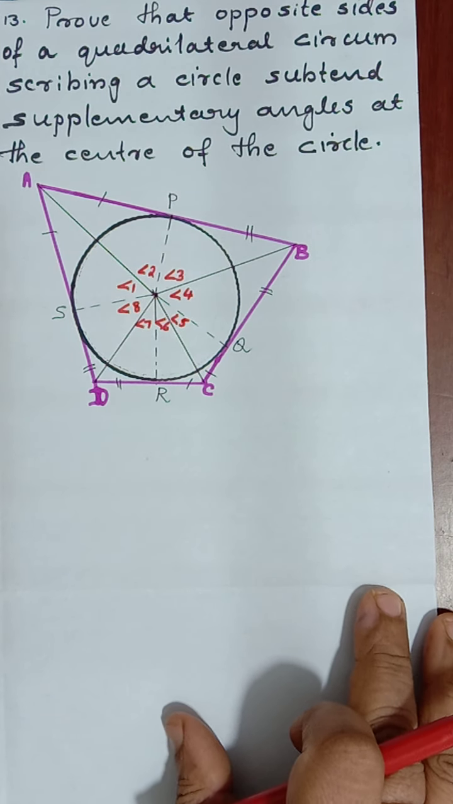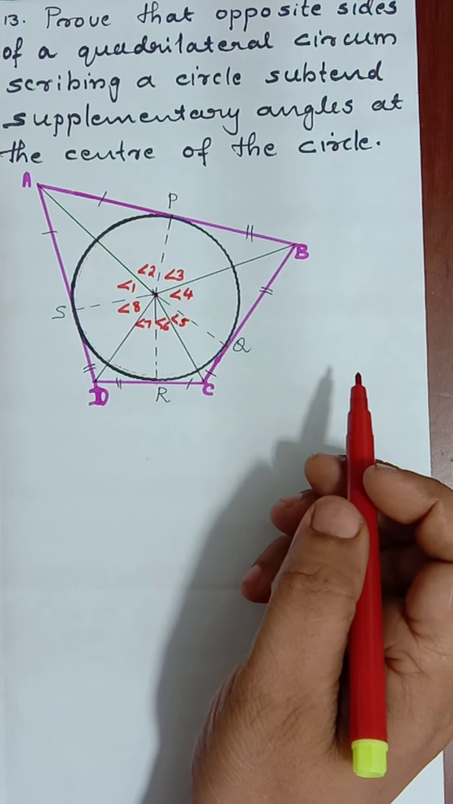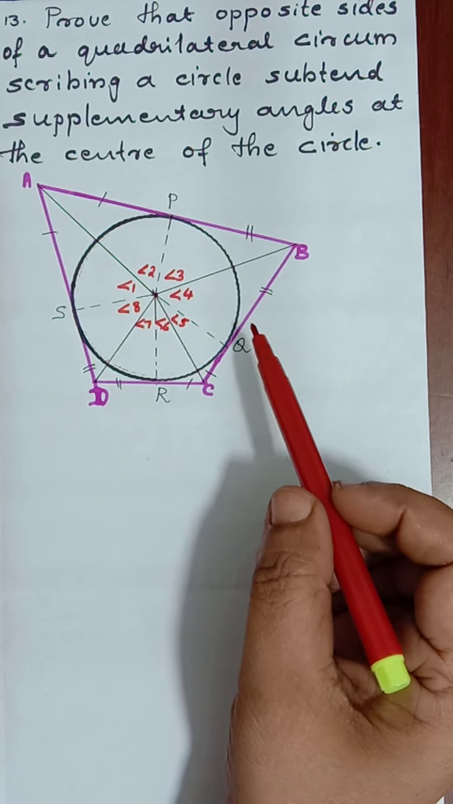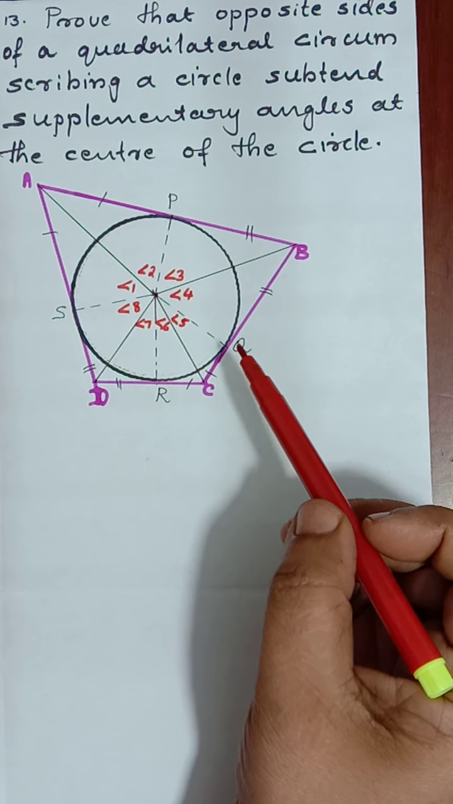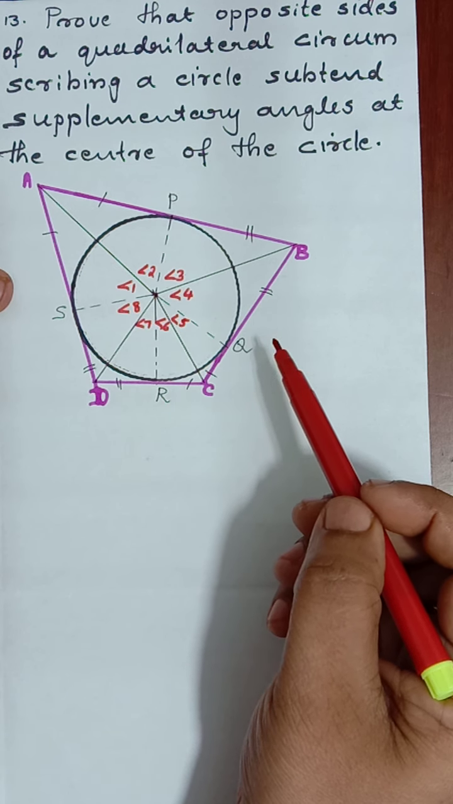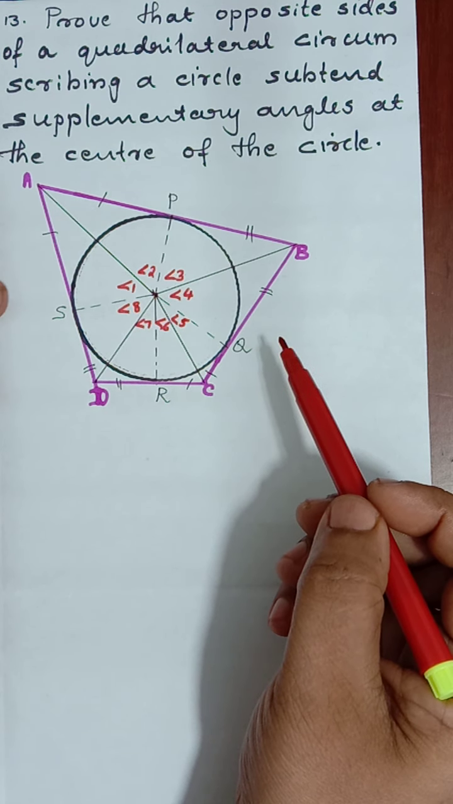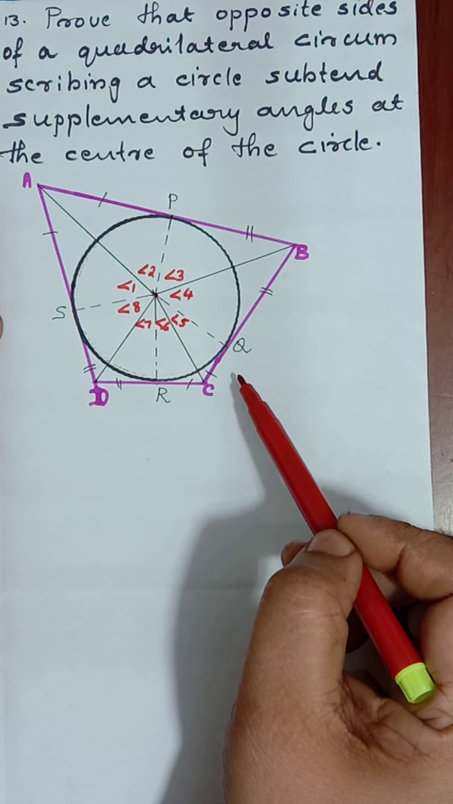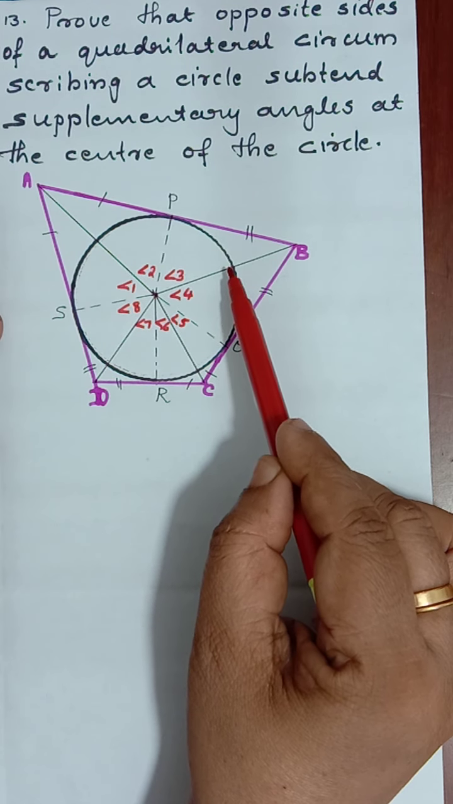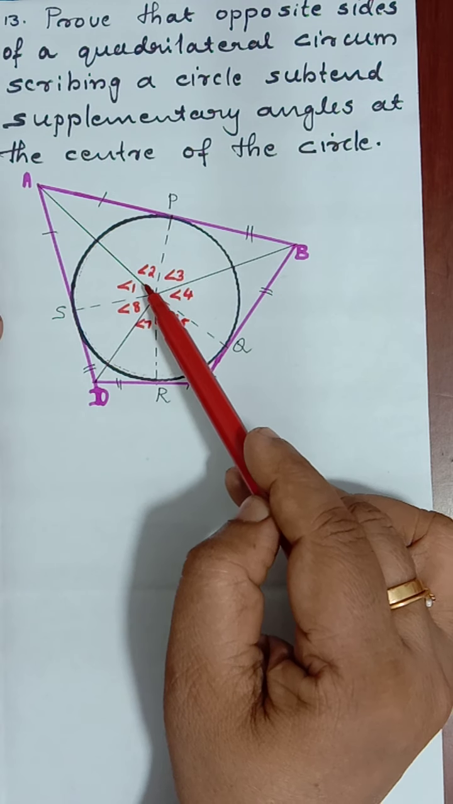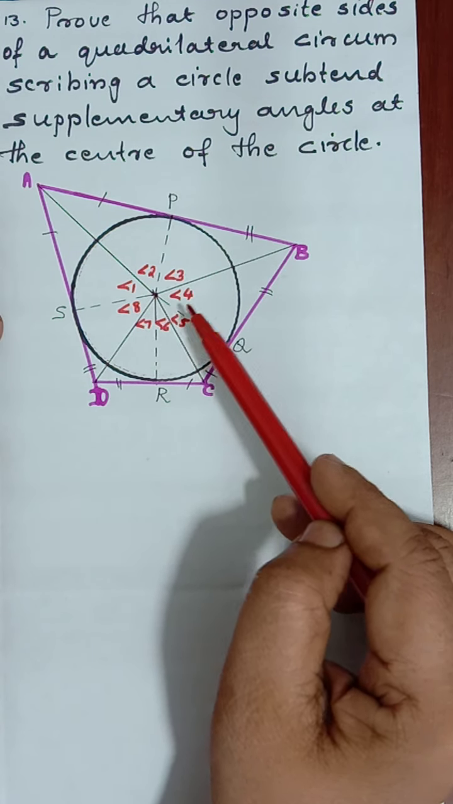This one is today's last question. Same type of problem we have already done, so it is easy to understand. Go through the question: prove that opposite sides of a quadrilateral circumscribing a circle subtend supplementary angles at the center of the circle. So ABCD is a quadrilateral circumscribing the circle, and opposite sides form supplementary angles at the center.